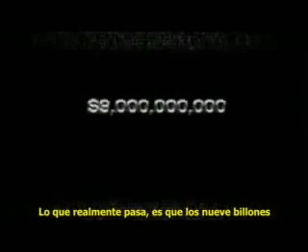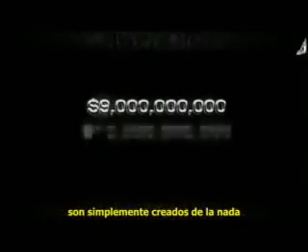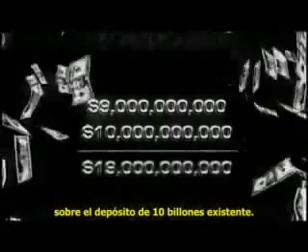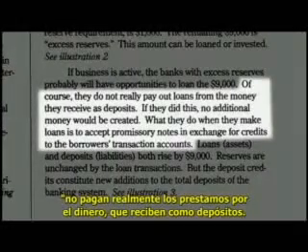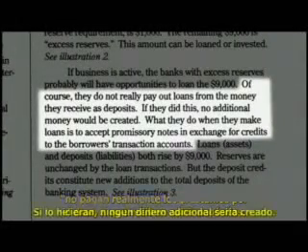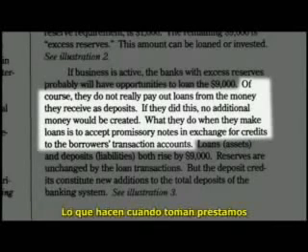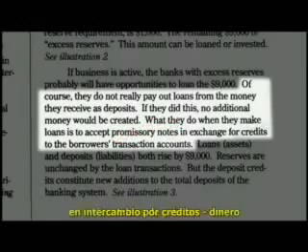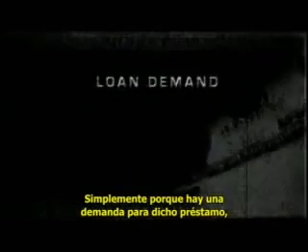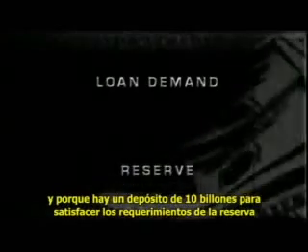What really happens is that the $9 billion is simply created out of thin air on top of the existing $10 billion deposit. This is how the money supply is expanded. As stated in Modern Money Mechanics, of course they, the banks, do not really pay out loans from the money they receive as deposits. If they did this, no additional money would be created. What they do when they make loans is to accept promissory notes, loan contracts, in exchange for credits, money, to the borrower's transaction accounts. In other words, the $9 billion can be created out of nothing simply because there is a demand for such a loan and that there is a $10 billion deposit to satisfy the reserve requirements.